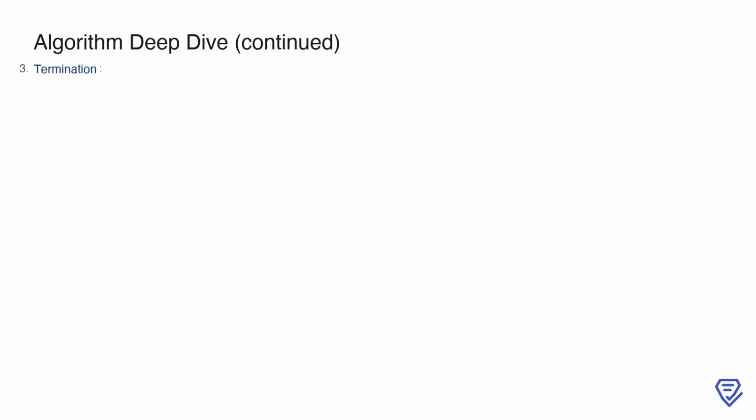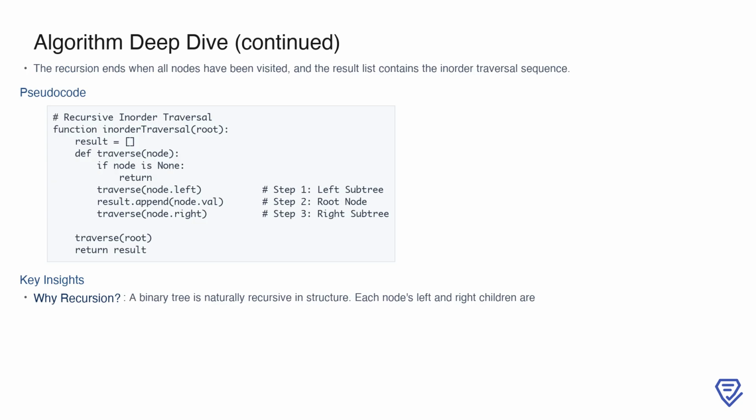The traversal terminates once all nodes have been visited, leaving us with the desired sequence of values in the result list. Once the recursion completes, the result list contains the sequence of node values in the correct inorder traversal order. To better understand how this works, let's look at the pseudocode.